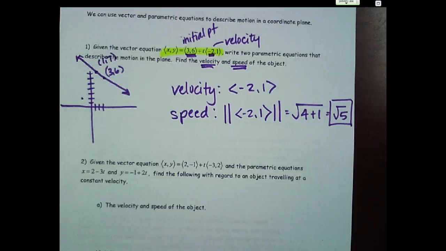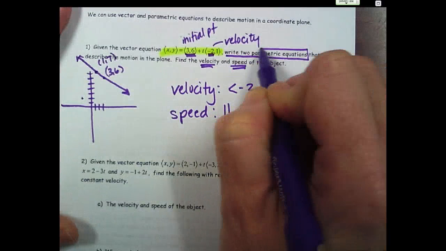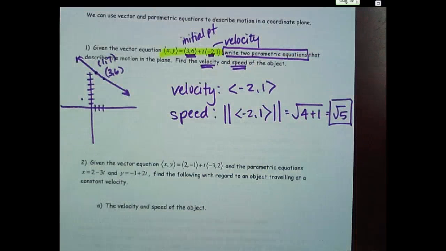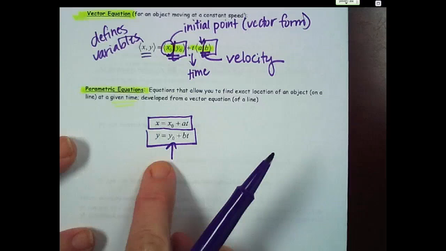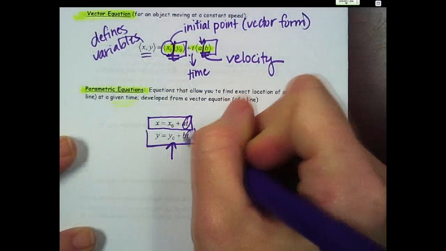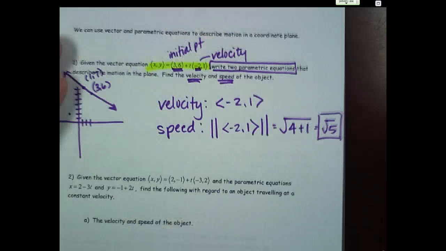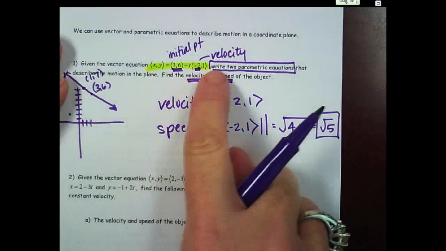Okay? Now the thing that we haven't done yet is it says write 2 parametric equations. Do y'all see that? Write 2 parametric equations. We've not done that yet. If you go to the other side and take a look at what our parametric equations look like, it was defining x and defining y in terms of t. Correct?